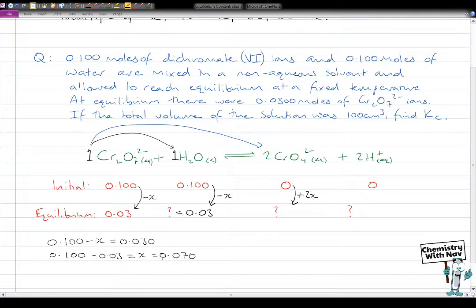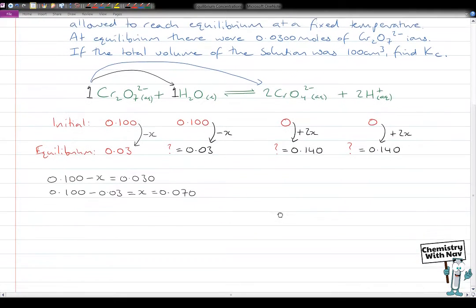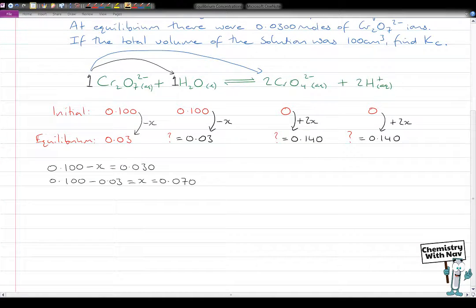And if x is 0.07, 2x is 0.14, we'll get there in the end, if I write the right thing down. And then we have the same with the H plus ions, because 1 dichromate ends up making 2 H plus, so that's plus 2x, and that's also 0.14 moles at equilibrium. So that's the first part done, and we now have to look at working out Kc.